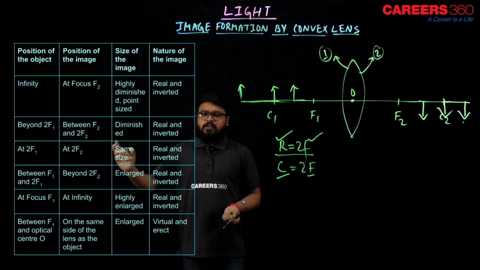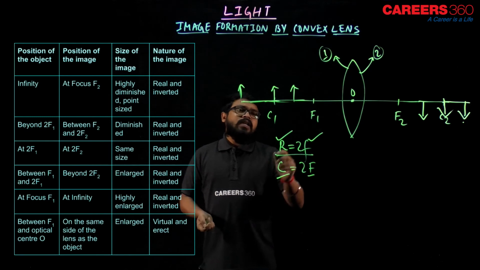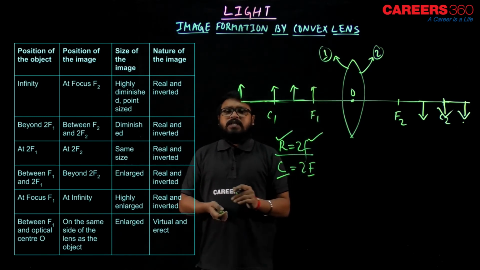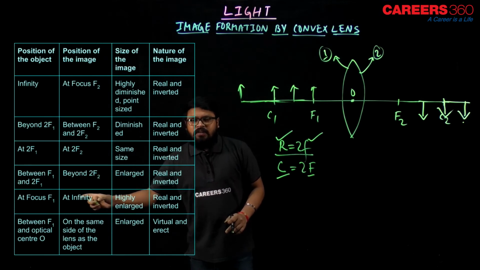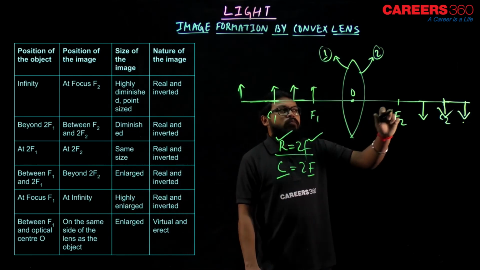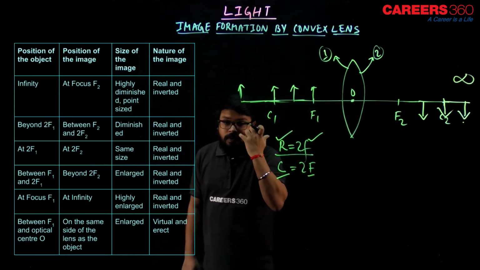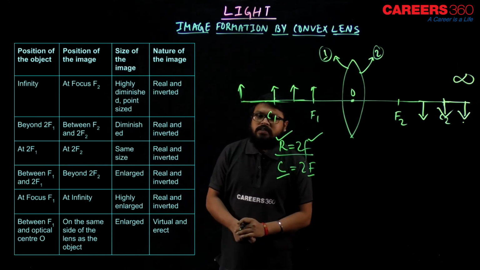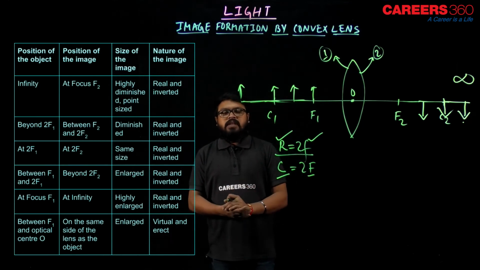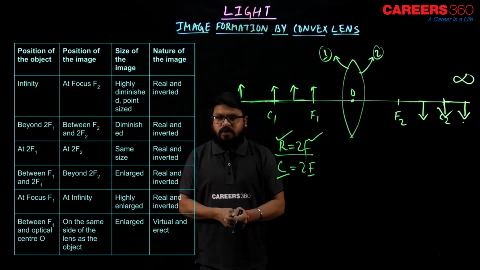The next one is at focus f1. If we place the object at focus f1, then the image formed is at infinity, and that would be enlarged, because when the image is formed at infinity, it is enlarged. Since it is forming on the right hand side of the lens, the nature of the image would be real and inverted.